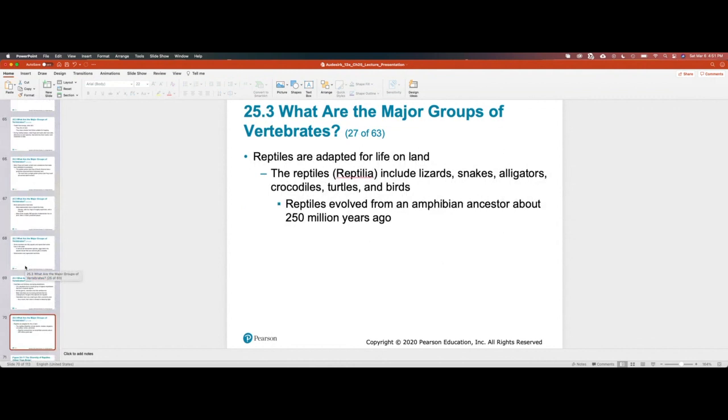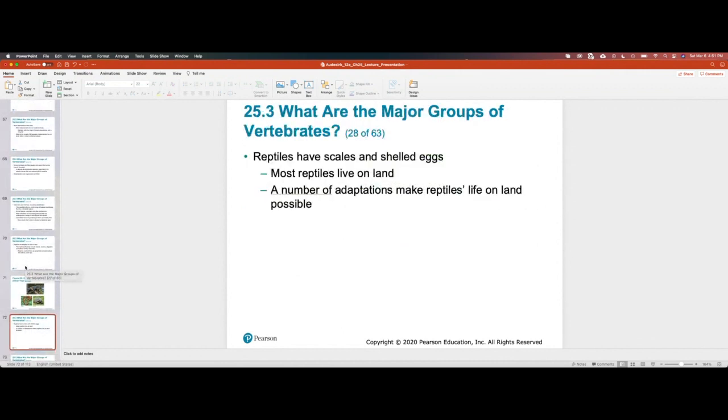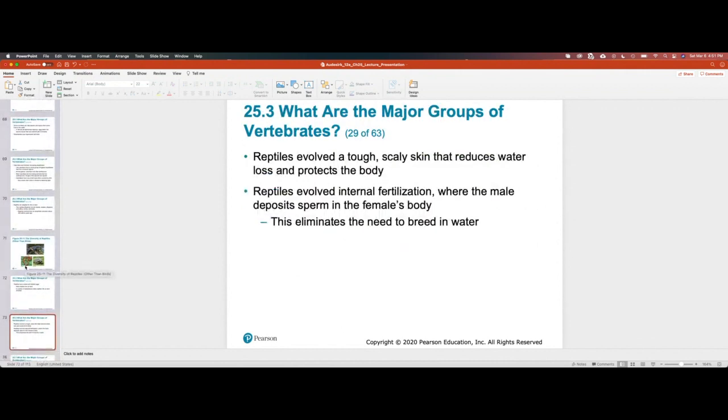And the reptiles, they're truly adapted for life on land. Those include lizards, snakes, alligators, crocodiles, turtles, and birds. What helps them stay on land and fully adapt to that is their tough, scaly skin that reduces water loss, as well as internal fertilization. So the male will be depositing sperm directly into the female's body.